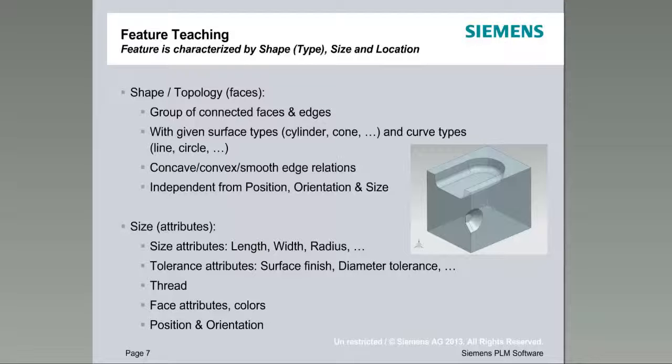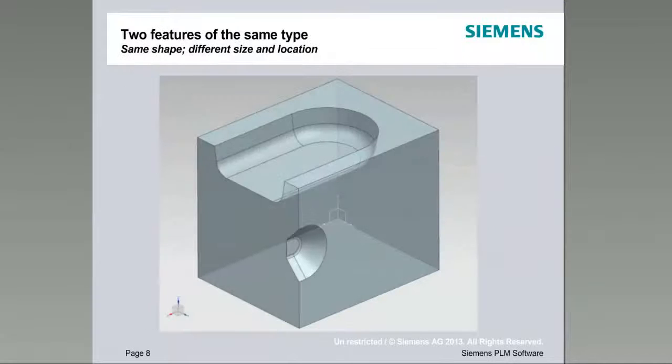Size attributes can be anything you want and need: a length, a width, a radius, a depth, stuff that you need for your tool selection and your operation selection. It could include tolerance attributes like a surface finish or diameter tolerances. It could include thread or even face attributes and face colors. And finally, it will also include a position and orientation of your feature.